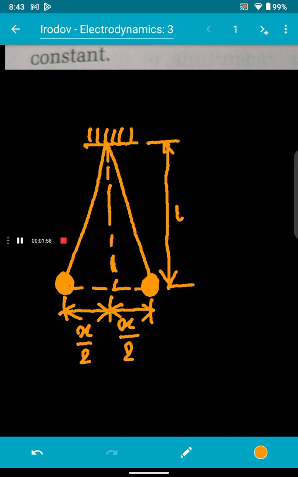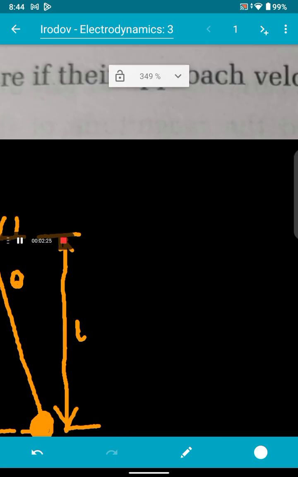This length should ideally be root over L square minus x by 2 whole square, sorry, but as x is very much less than L, we can say that this length is L. Now for these types of problems at equilibrium, we have a very general formula. You must have seen that formula somewhere at least. That thing is nothing but this.